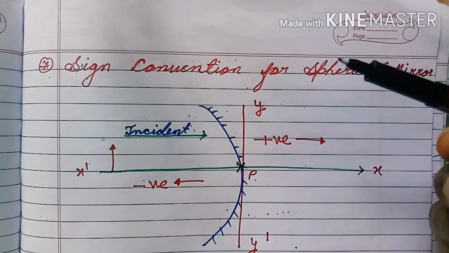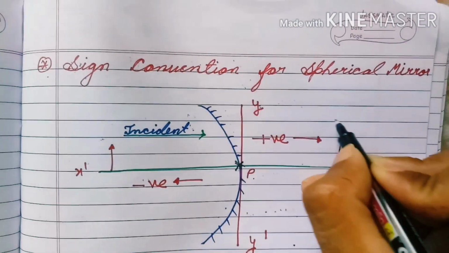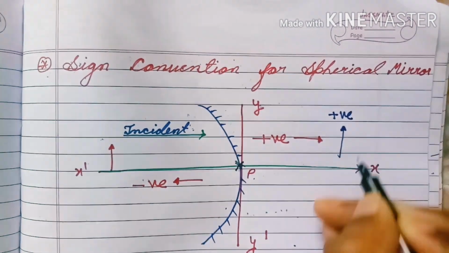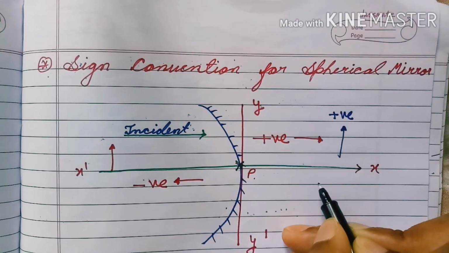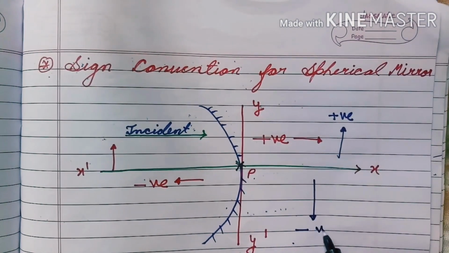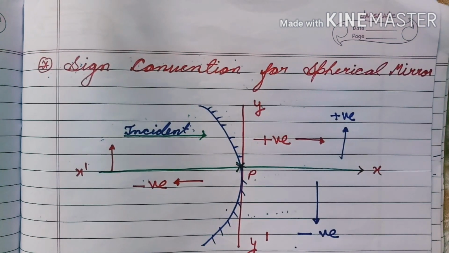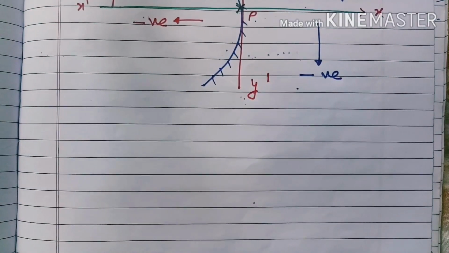Those distances which are measured above the principal axis, this is the principal axis, students, those distances which are measured above the principal axis are taken as positive, and those distances which are measured below the principal axis are taken as negative. Okay students, these sign conventions are also the same for a convex mirror, so you can write all these points.